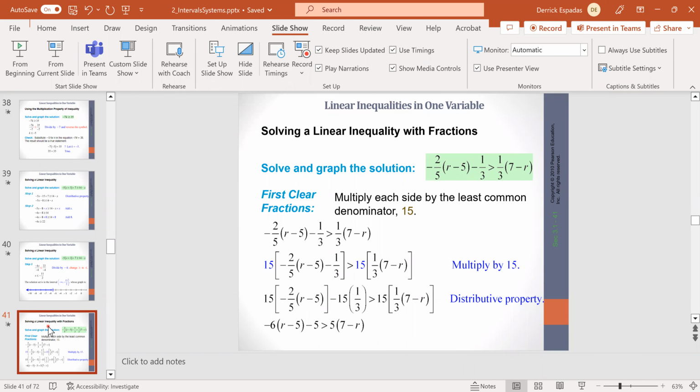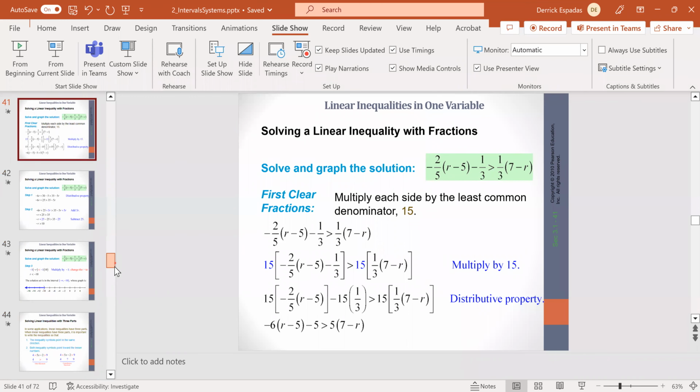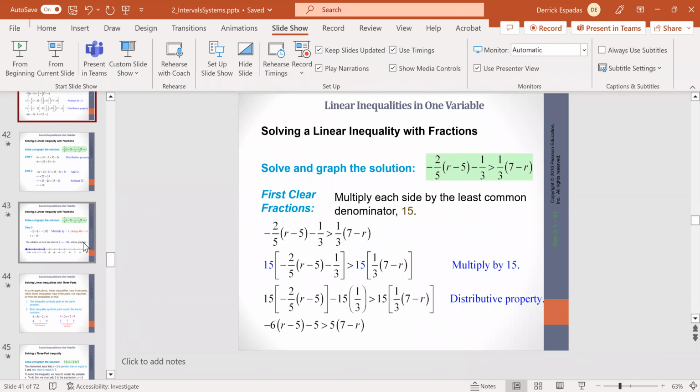And so we're going to take a look at this beast. This one just looks a lot more complicated because it has the fractions. But we're just going to follow the steps, because that's going to lead us to the answers that we want and need. So we're here with negative 2 over 5 times r minus 5 minus 1/3 is greater than 1/3 times 7 minus r. Take a breath, relax. We got this. It's going to be a little messy, but it's doable. And so let's start off with the whole.